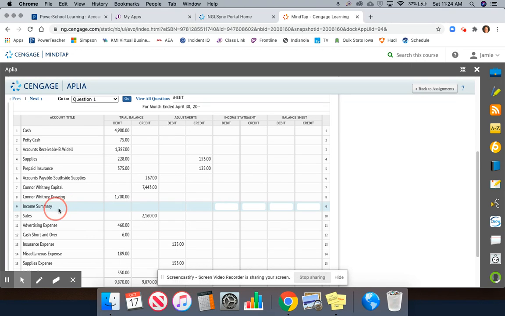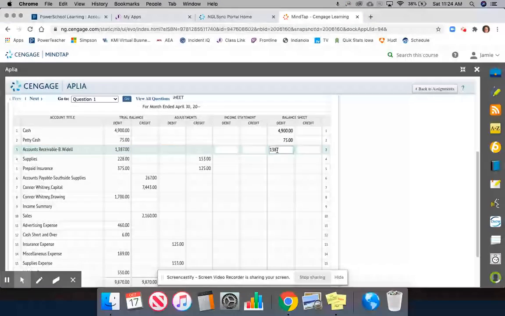Think of this income summary line as the dividing line. Everything above the income summary line goes into the balance sheet: assets, liability, and owner's equity. Everything below the income summary line goes into our income statement. So we're going to be transferring numbers over exactly as they are in the trial balance column into the correct column. So starting with cash, we have a debit of $4,900 in the trial balance. It's a debit of $4,900 on the balance sheet. And so on as we work our way down those balances.